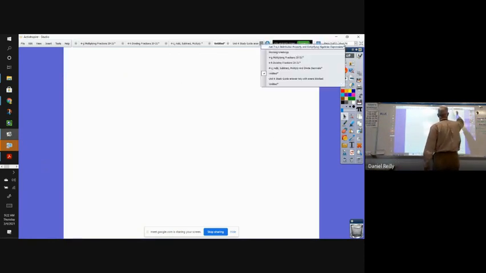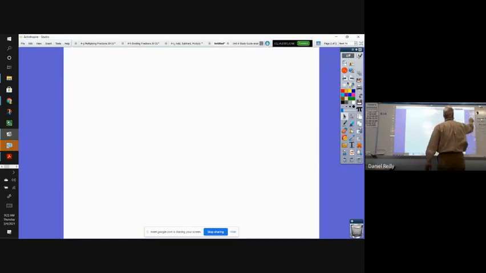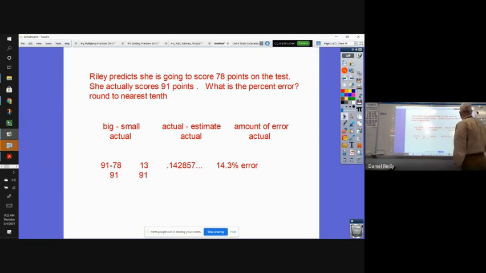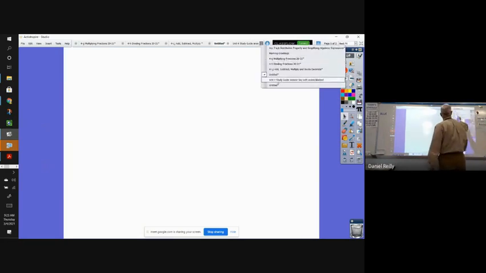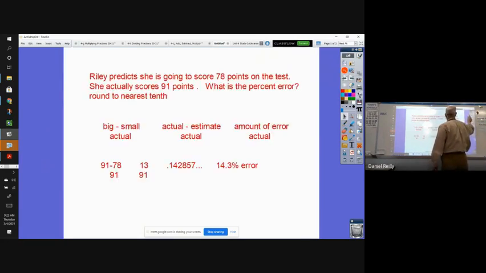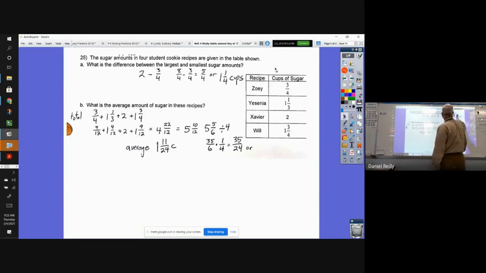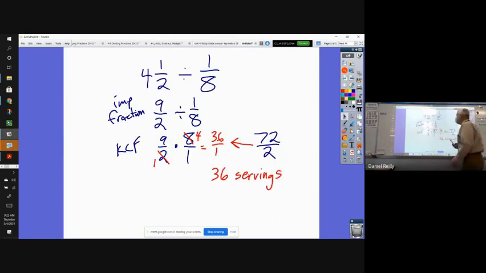Hey, where is it? This one? Nope. This one? Nope. Here it is. 4.5 divided by 1/8.